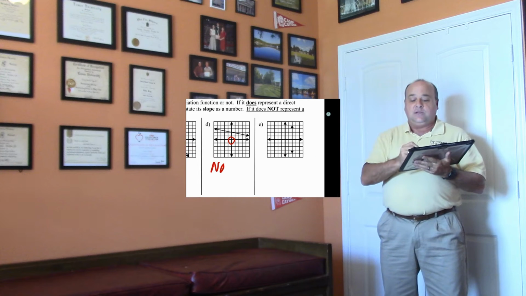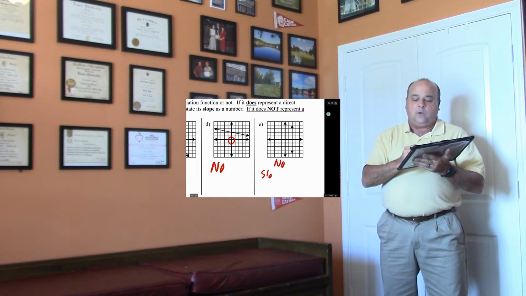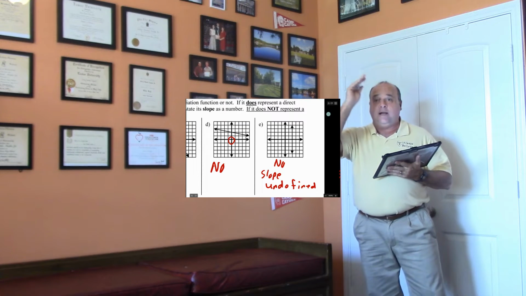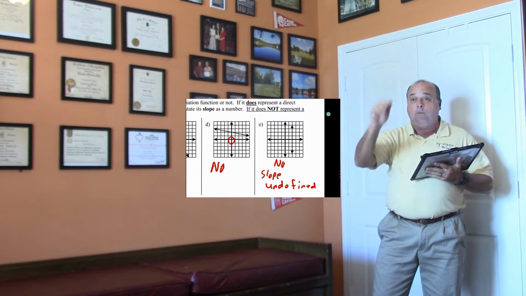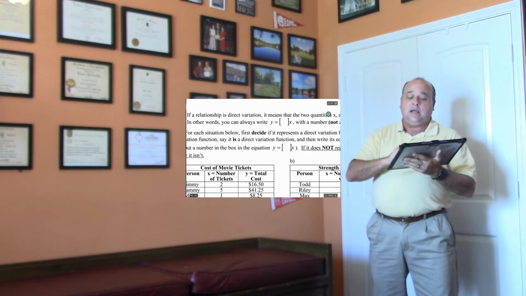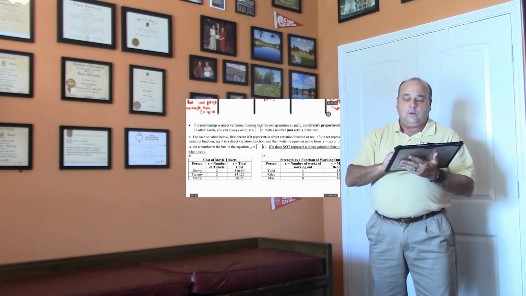Letter E. Does it go through the origin? No. And it also has a slope of what? Undefined, right? It cannot be vertical or horizontal and have direct variation. It has to slant, it has to have a slope, and it must go through the origin. Same thing you did last year, but you were using proportional instead of direct variation.